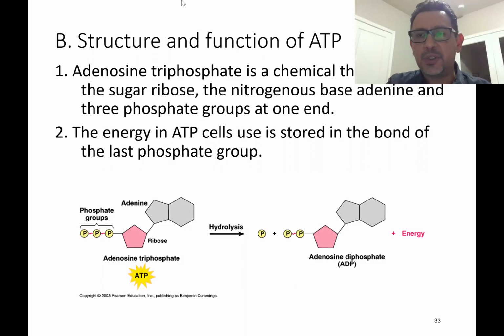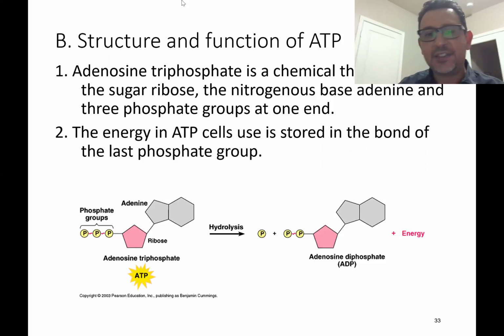Let's take a close look at what ATP is. In terms of the molecules of life, remember that is a term we use as jargon for referring in general to the carbohydrates, the lipids, the proteins, and the nucleic acids. In which one of those four categories is ATP going to be found? It is going to be found in the category of nucleic acids, and let's see why.